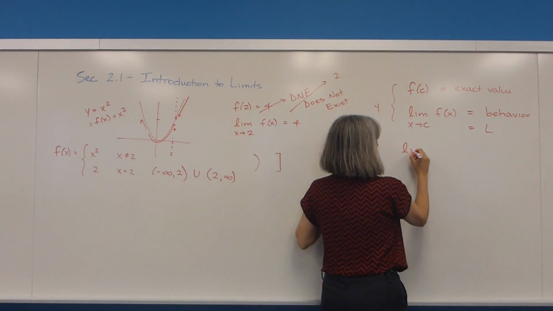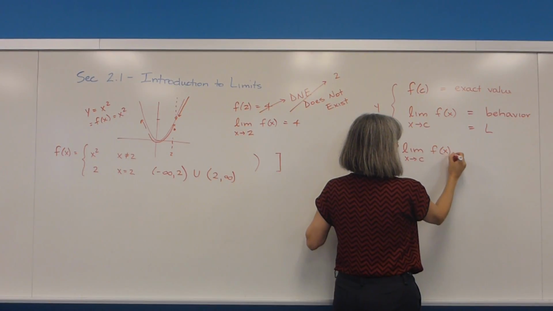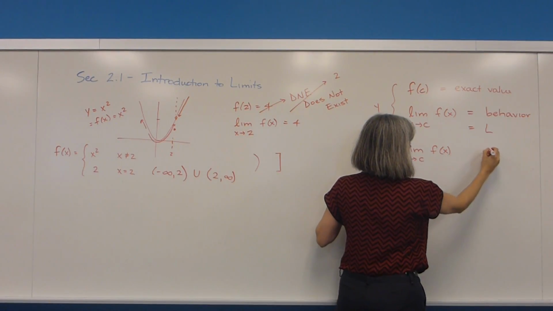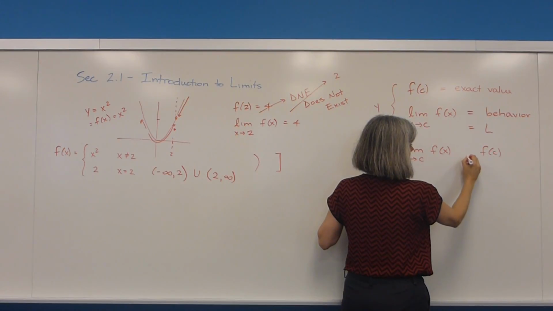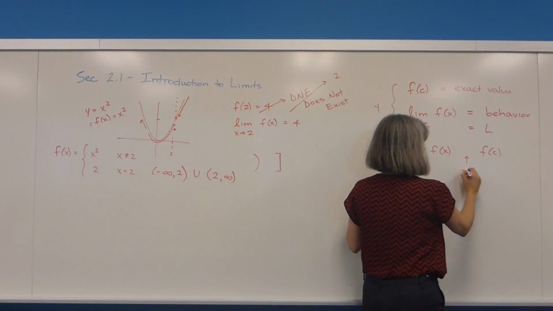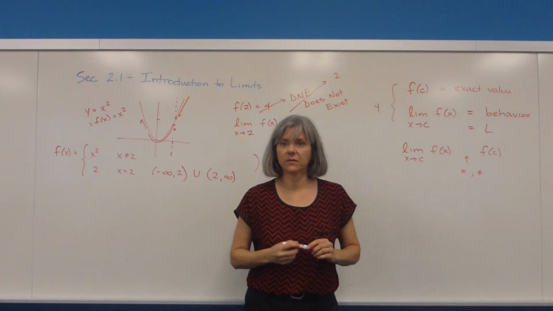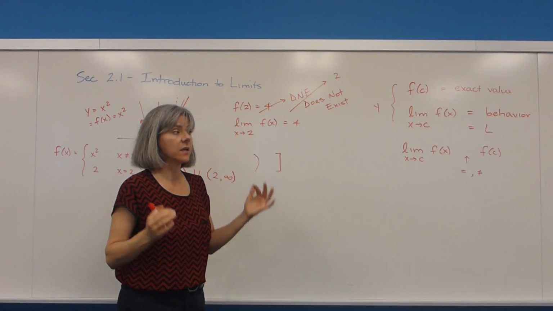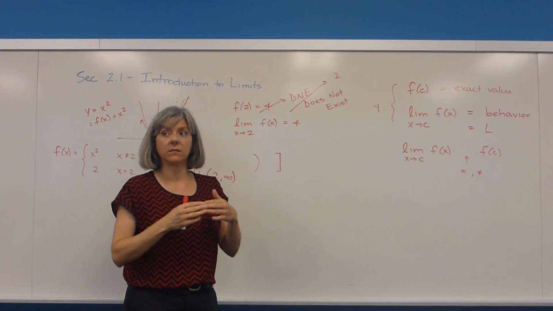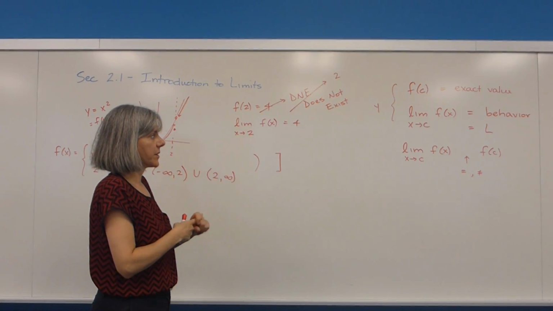This may or may not equal this. It might or might not. So it could equal it, or it might not equal it. They are not related in some sense. The actual point is what it is. Behavior is what it is. They may match and they may not. And if they match, that'll be important for us later.